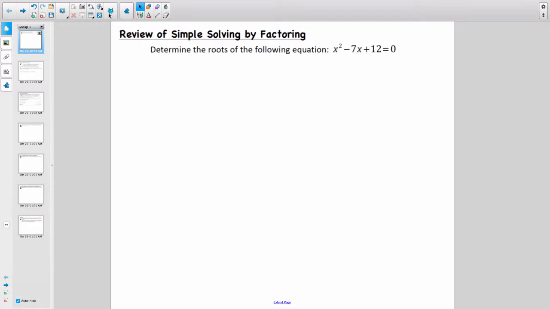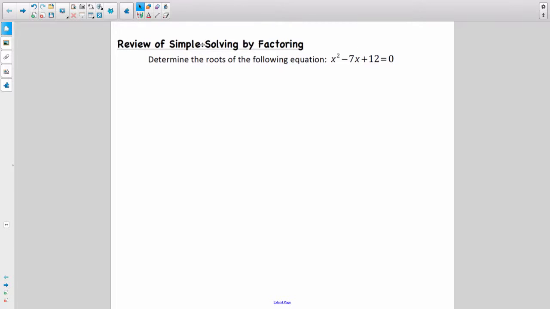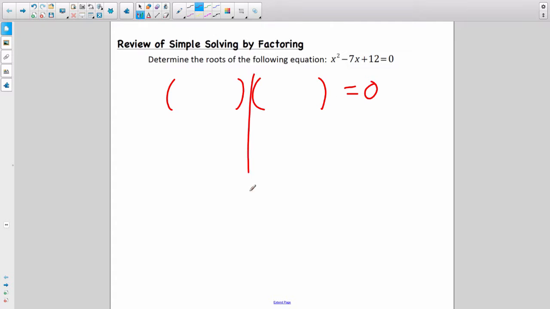Look at this simple guy here, x squared minus 7x plus 12. Could you find the roots? I think easily, right? You would just set it equal to 0. This looks like an easy factoring: x minus 4 and x minus 3.